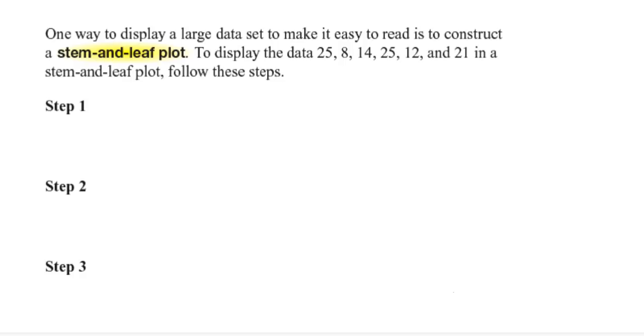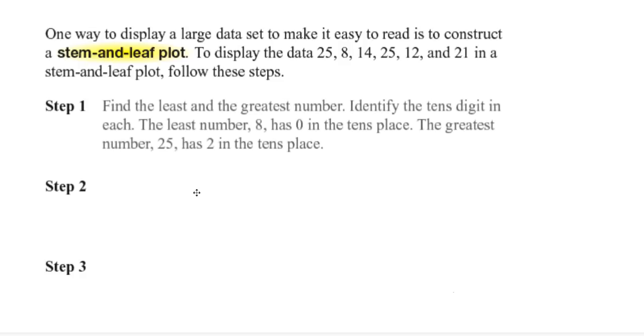To display the data 25, 8, 14, 25, 12, and 21 in a stem and leaf plot, follow these steps. First, these are our pieces of data: 25, 8, 14, 25, 12, and 21. These are the steps that we need to take to construct a stem and leaf plot using these pieces of data.